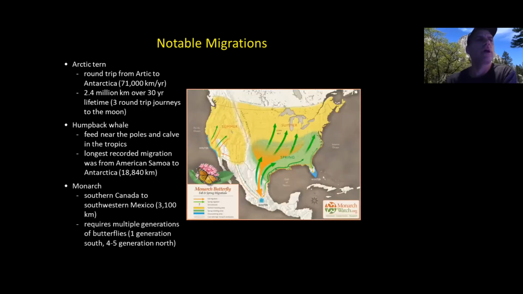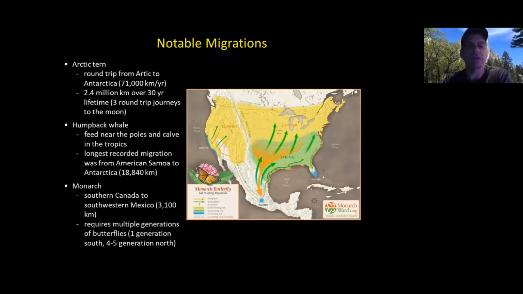That's another example. Another one that you might be familiar with is the monarch. This butterfly can migrate from as far north as southern Canada all the way to southwestern Mexico. And even more remarkable is the fact that it requires multiple generations of butterflies to make the round trip journey.